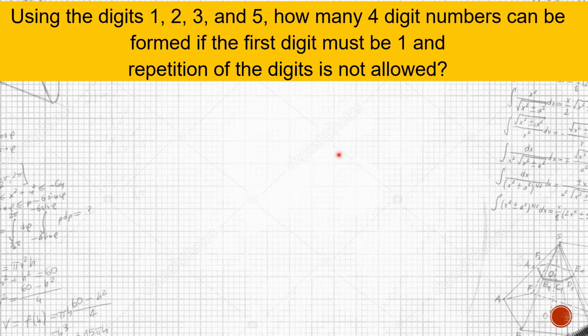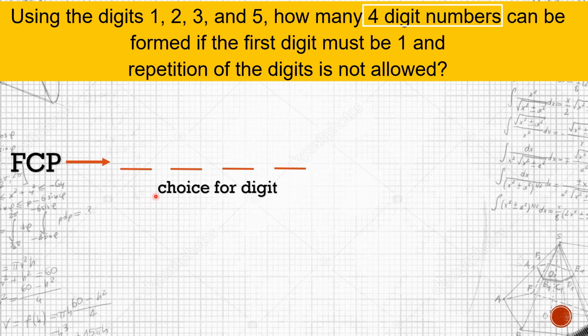Next, the same problem a while ago, but this time repetition of digits is not allowed. So bawal maulit yung mga digits. Pero yung 1 pa rin dapat yung nauna dun sa ating arrangement. So again, 4 slots pa rin yung pwede nating gawin kasi 4-digit numbers. Tapos yung first digit must be 1. So 1 lang daw yung pwedeng ilagay sa unang slot. So isang choice lang yon.